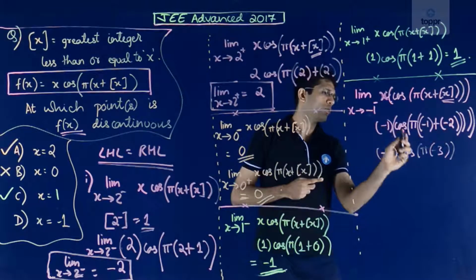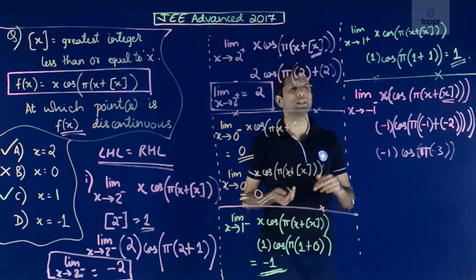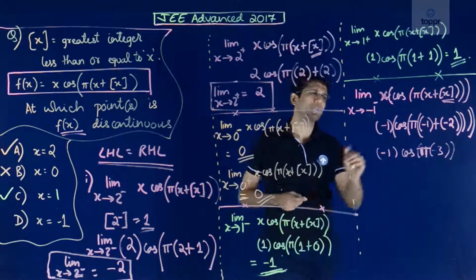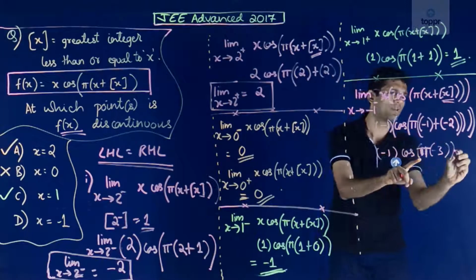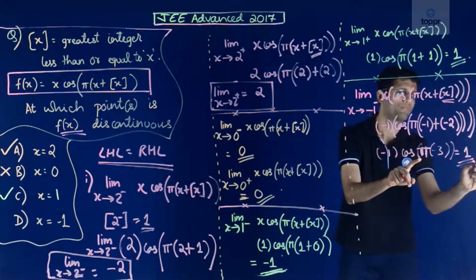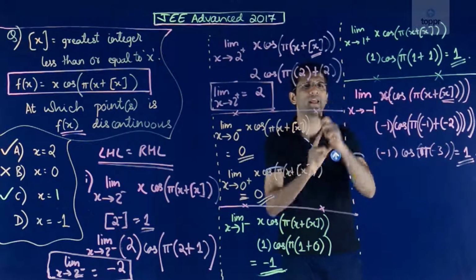Now cosine of minus 3 pi is the same as cosine of minus pi, which is the same as cosine of plus pi, and we know that cosine of pi is equal to minus 1, and so this will be minus 1 multiplied by minus 1, which gives us the value 1. So we've obtained the left-handed limit of this function as x tends to minus 1 from the negative side as equal to 1.